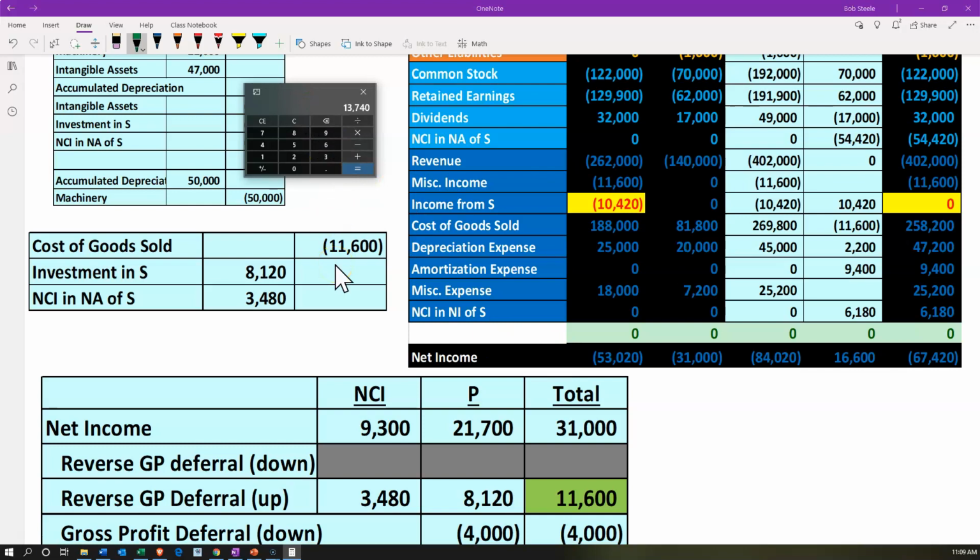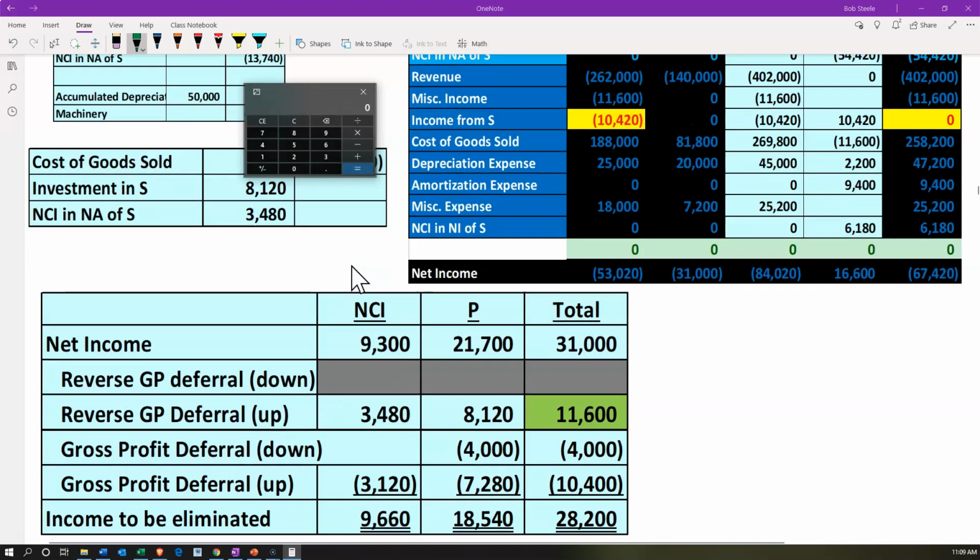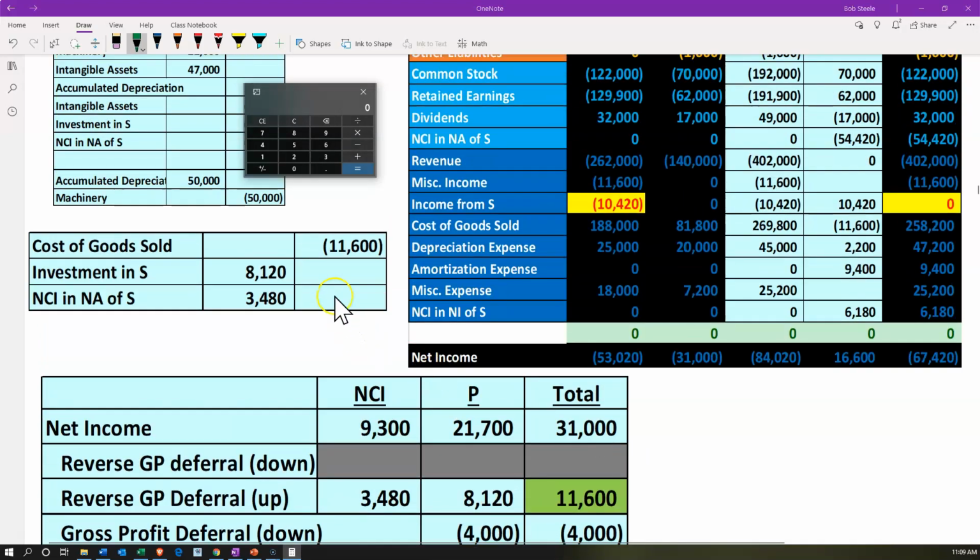Then we're going to allocate that cost of goods sold between the investment in S and the non-controlling interest. In other words, the balance sheet accounts, controlling and non-controlling. Notice I started with cost of goods sold even though it's a credit, because that's the first thing I would think about. This item is going to be reflected in the cost of goods sold up top, and then break it out with our 70-30 split.